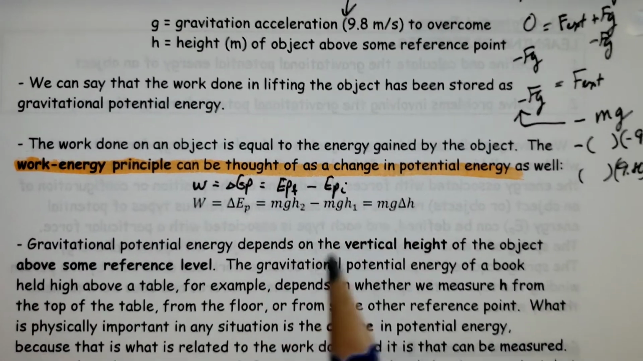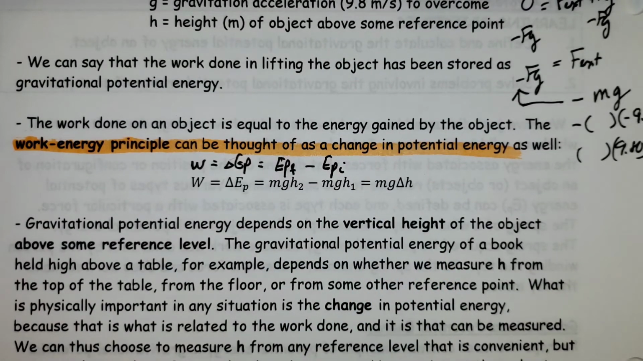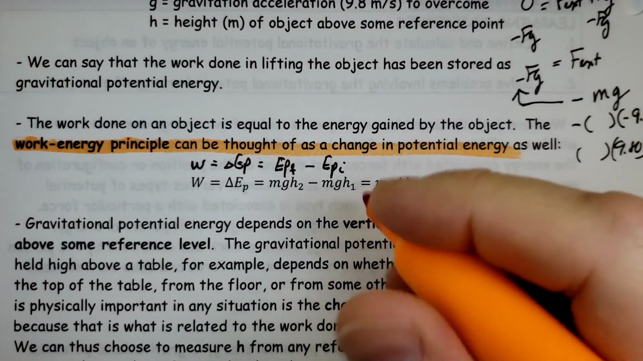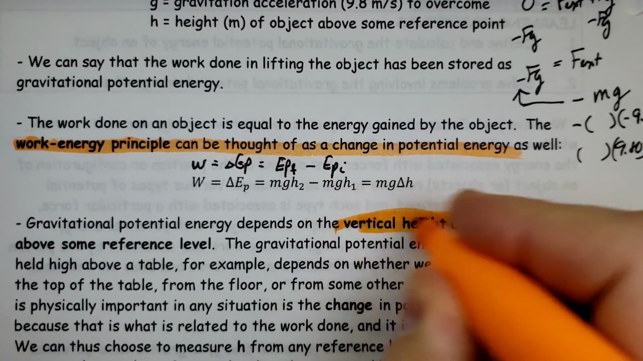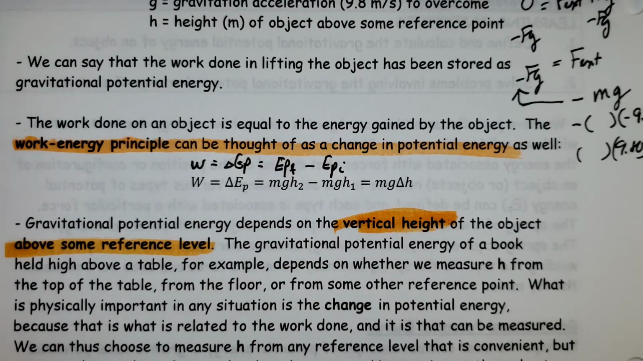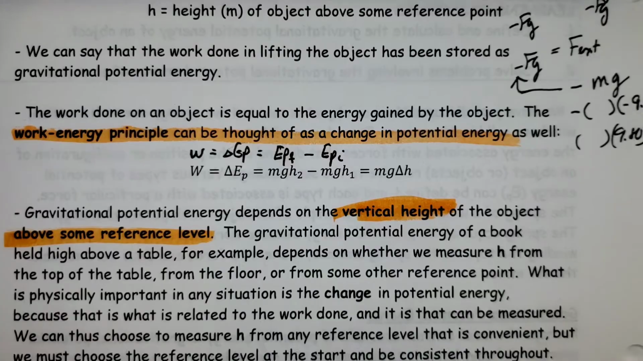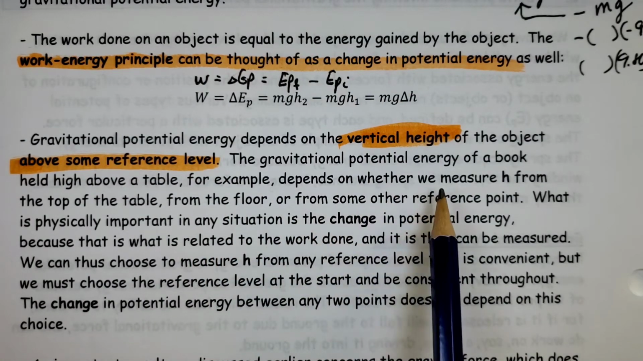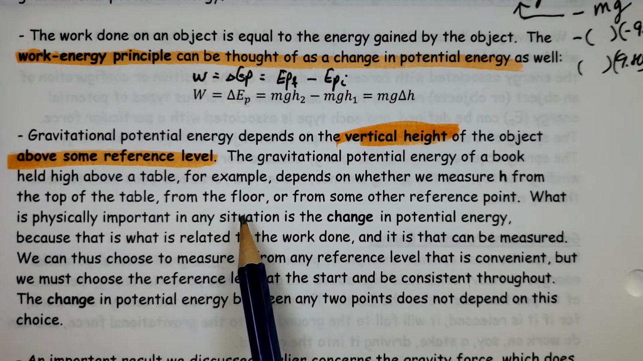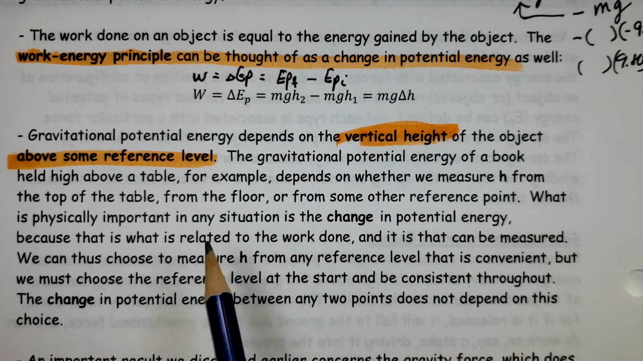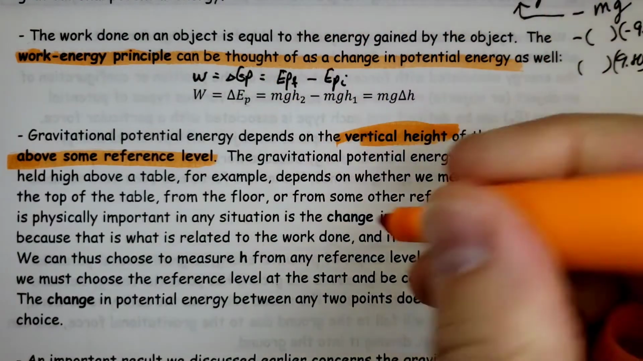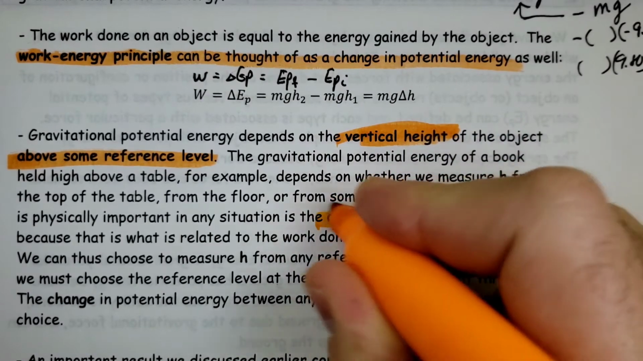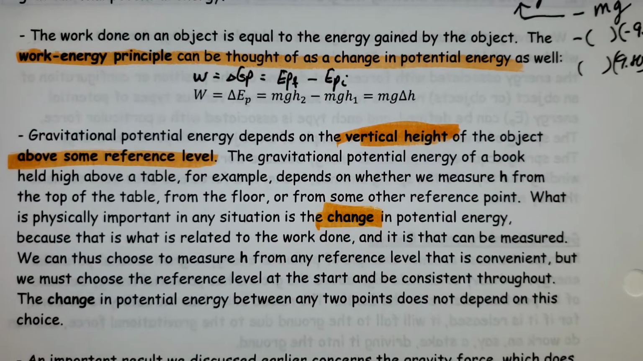Gravitational potential energy depends upon the vertical height of an object at some reference level. So it doesn't have to always be lifted from the ground. It could be lifted from some area above the ground. And then comparing that, the gravitational potential energy of a book held high above a table, for example, depends on whether we measured h from the top of the table, the floor, or some other reference point. The important part is we're looking at the change in potential energy, so in between which levels.